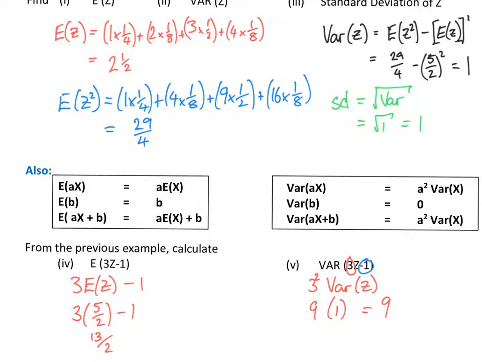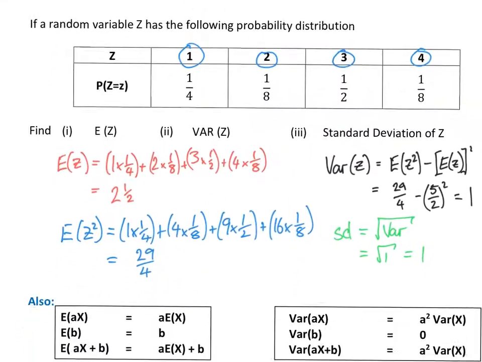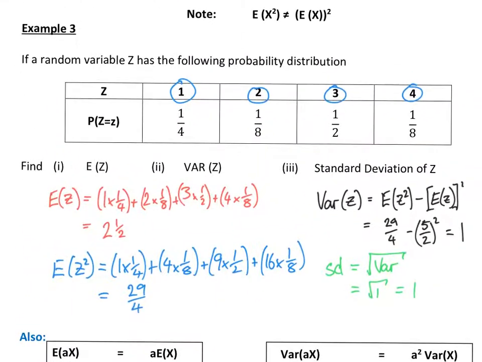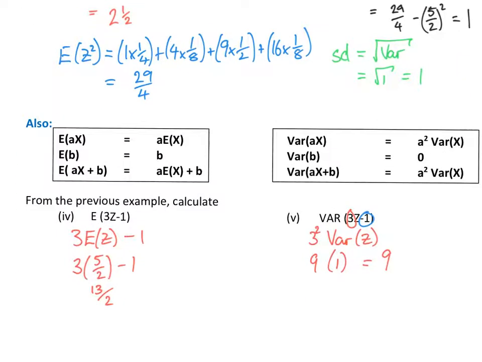Much, much quicker. I guess we could have gone back to these tables and said, okay, 3z minus 1. If z is 1, then 3z minus 1 is 2. If z is 2, this is 5, and 8, and 11. And we could have found the expected value of 3z minus 1 by saying, okay, 2 times a quarter plus 5 times an eighth plus 8 times a half plus 11 times an eighth. And when you do that, you do indeed get 13 over 2.